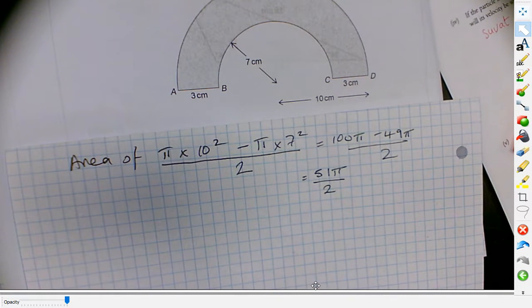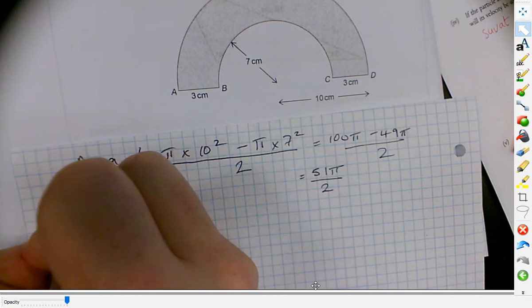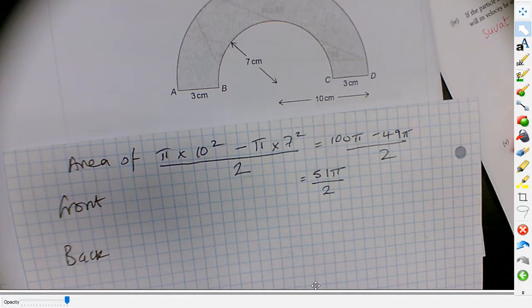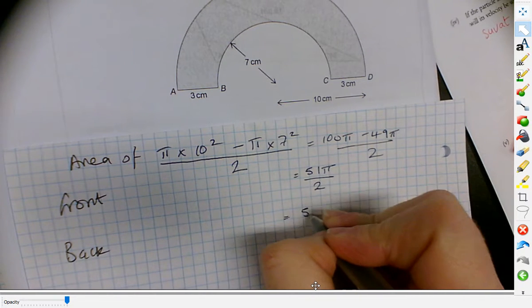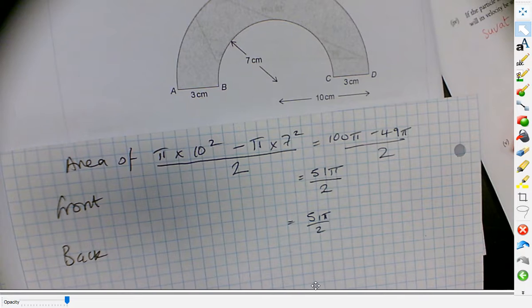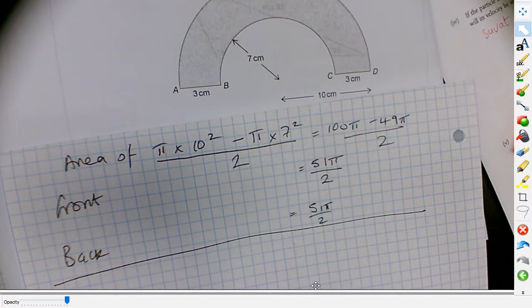Because I'm leaving things in terms of pi, I'm just going to leave it as a fraction. I'm going to leave that like that for now. That's the front. I've also got the back. The back is exactly the same. 51 pi over 2. Then, I've got to think that I'm being told there's 6 faces.